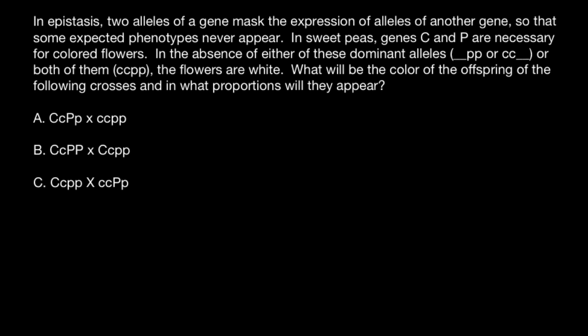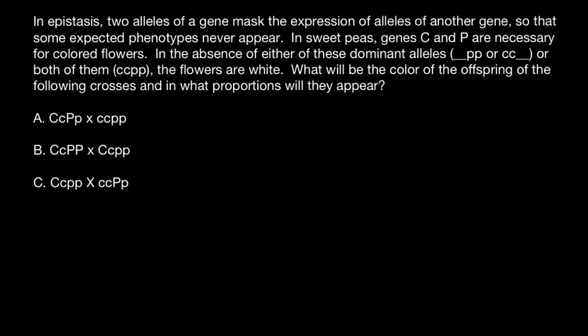So here's a problem. In epistasis, two alleles of the gene mask the expression of alleles of another gene, so that some expected phenotypes never appear. In sweet pears, genes C and P, or capital C and capital P, are necessary for colored flowers. In the absence of either of these dominant alleles, or both of them together, the flowers are white. What will be the color of the offspring of the following crosses, and in what proportions will they appear?